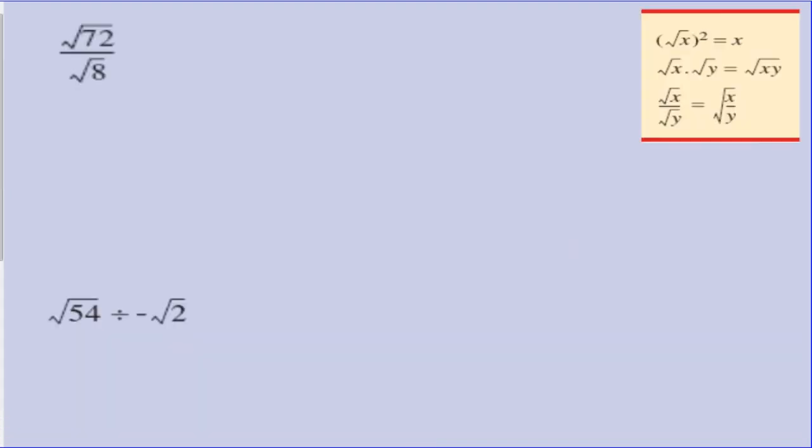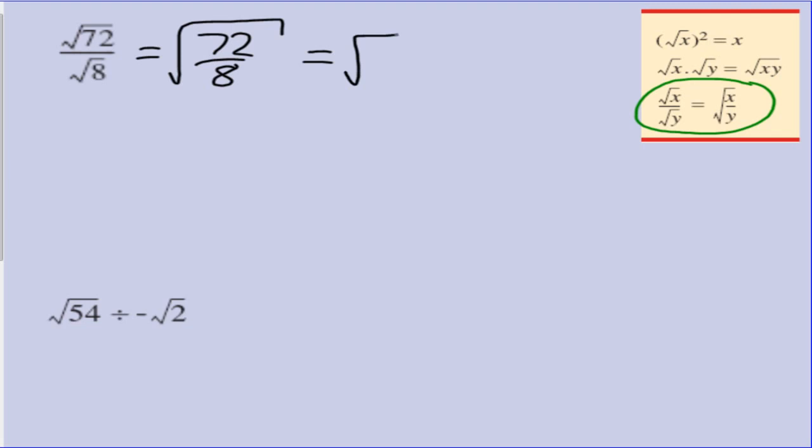Okay, moving on to the division. Now, the steps pretty much stay the same. It's always whole numbers by whole numbers and surds by surds. As you can see in our little rule, we can join our surds together. So in terms of our first one, the square root of 72 divided by the square root of 8, we're going to join it together in one big surd and have it as the square root of 72 divided by 8.